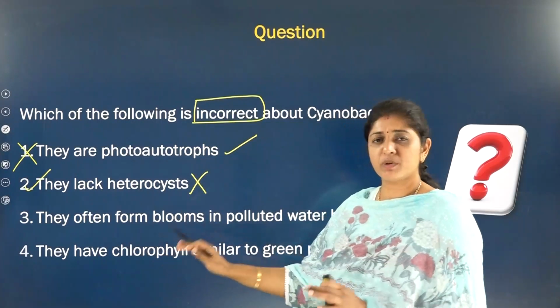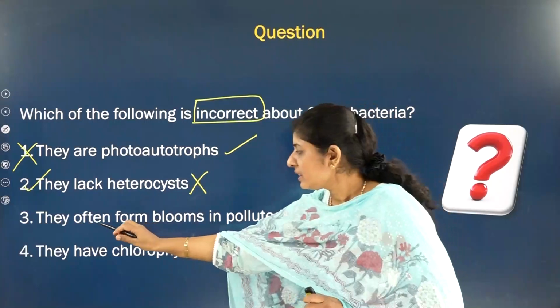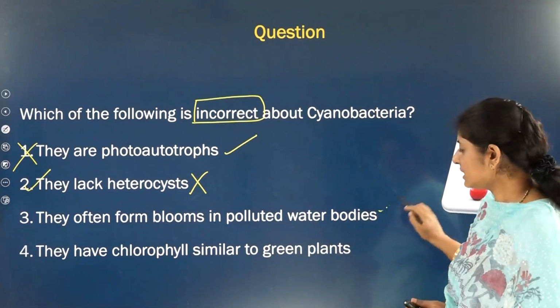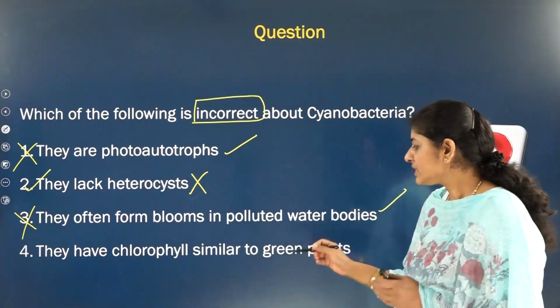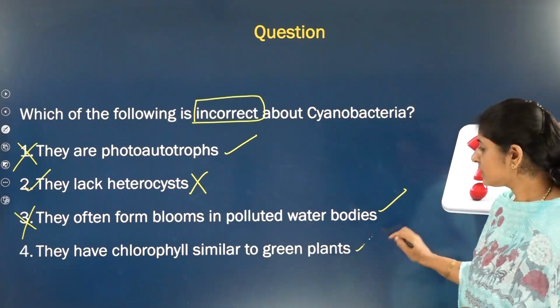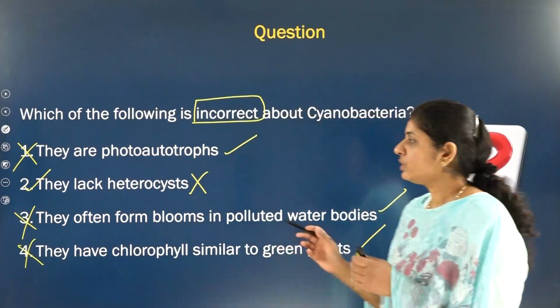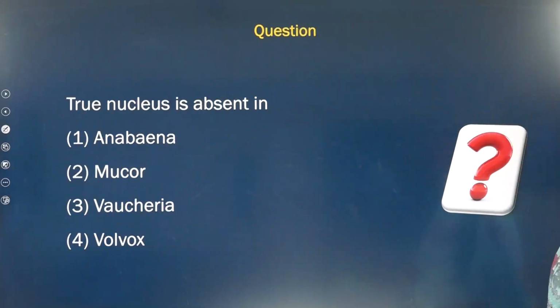Let's see the other options as well. Make a habit of reading all options before marking your answer. What is that? They often form blooms in polluted water bodies. Just now we discussed, this happens. That's why this is not your answer. They have chlorophyll similar to green plants. Even this is there. That's why it is not your answer, right? So for this question, what will be your answer? The second option.